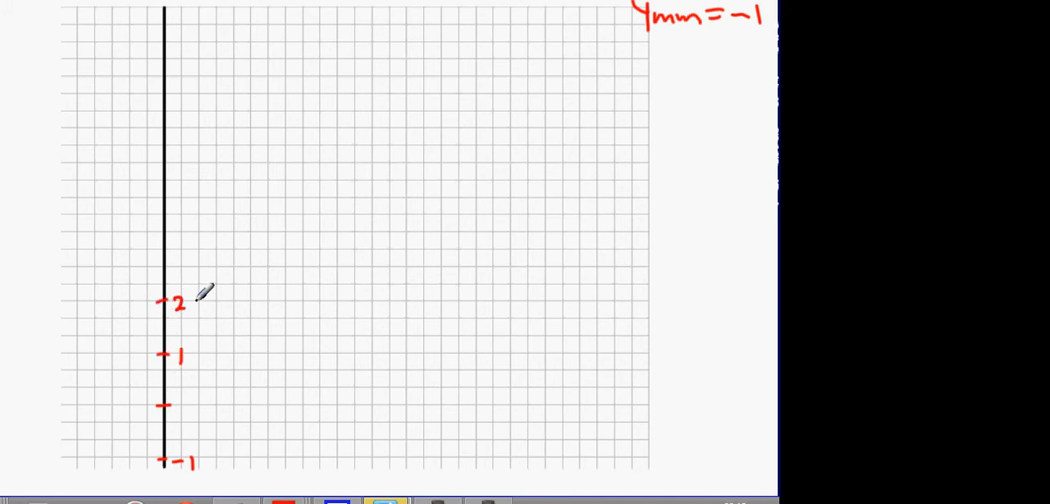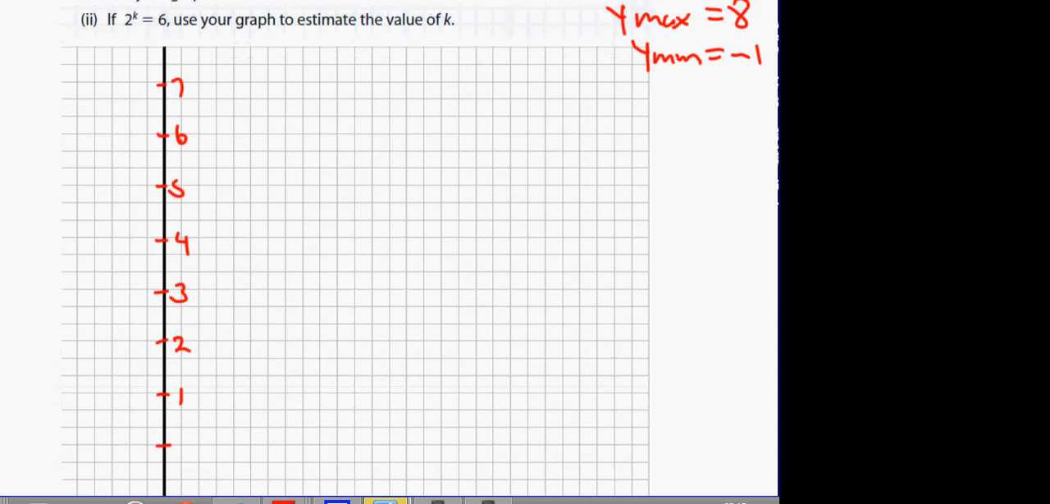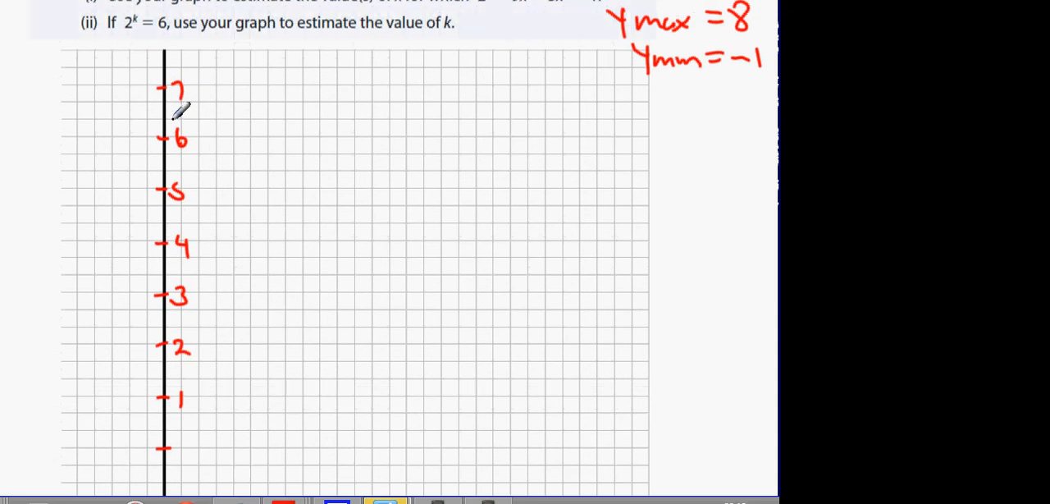1, 2, 3, 4, 5, 6, 7. I'm not going to get away with that, am I? No. I would have needed an extra square. Right, so now that means I've got to go back to the drawing board and go up in 2s. So I'm going to go minus 2, x-axis, 2, 4, 6, 8. Now, it's not the most accurate, is it?